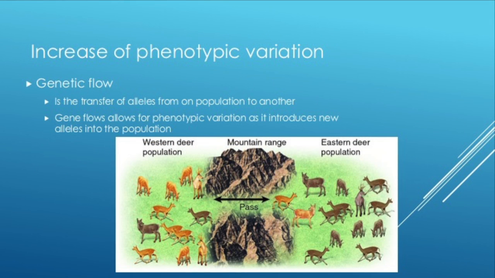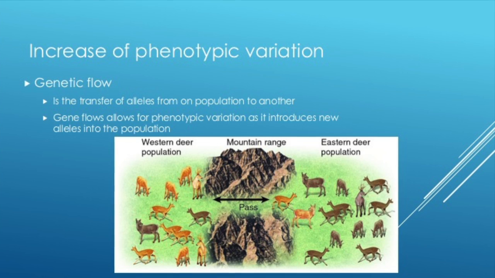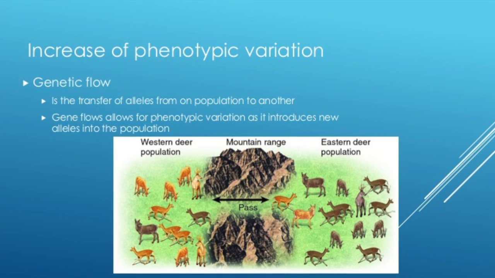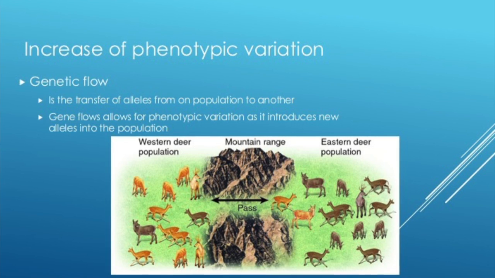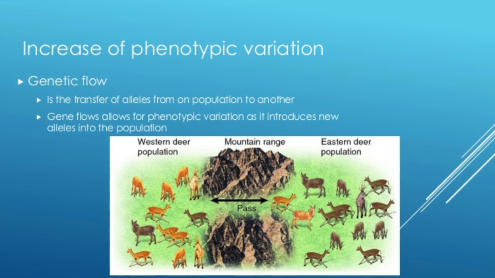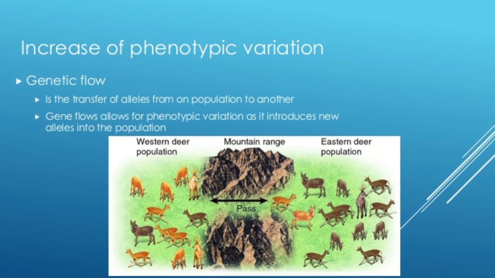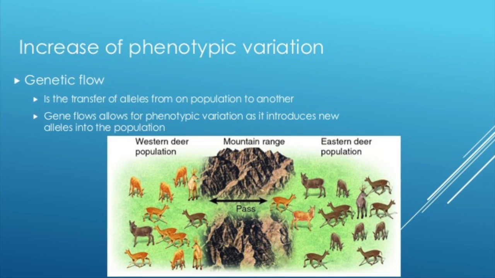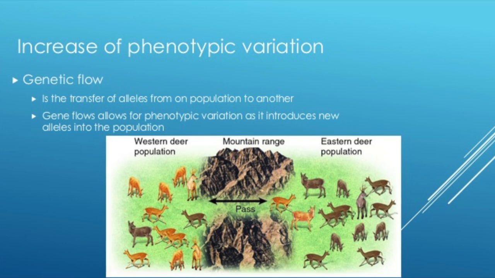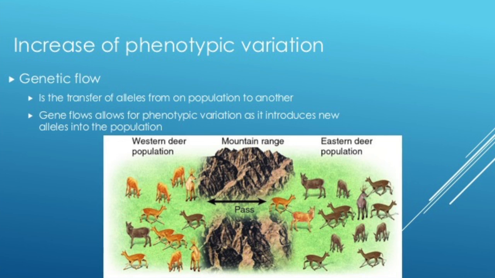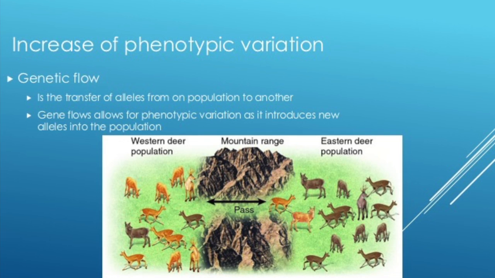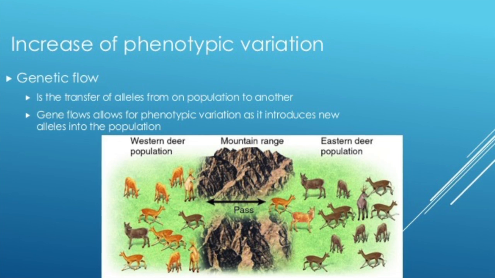Although there are some processes that reduce phenotypic variation, there are others that increase it, such as gene flow. Gene flow is the transfer of alleles from one population to another. Gene flow allows for phenotypic variation by introducing new alleles, giving rise to new phenotypic characteristics. An example would be like in the picture below of the deer. In the picture below, the deer are crossing over and possibly mating and introducing new genes into these populations, increasing phenotypic variation.